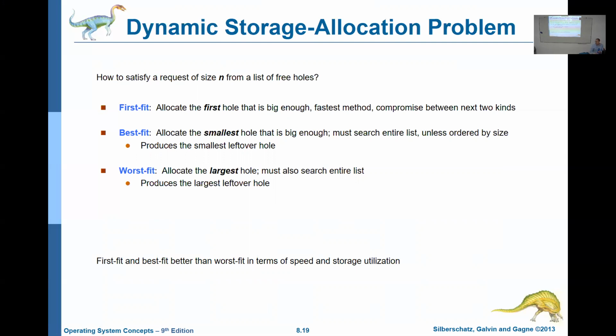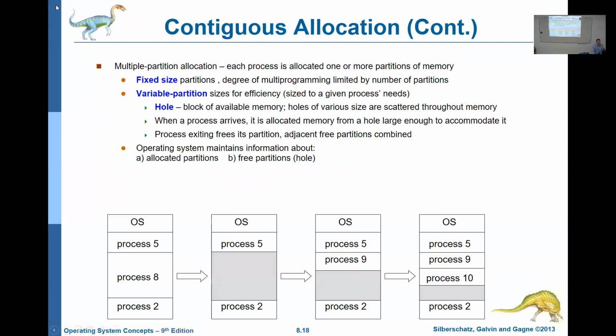And now this is the fun part, which is which hole should I use? The three possible things are first fit, which means the first hole that I find. Imagine again that 5 is not allocated. I'm going to go through all the memory until I find a hole that is the right size that I can use. As soon as I find one that I can use, I use that one. That would be called first fit.